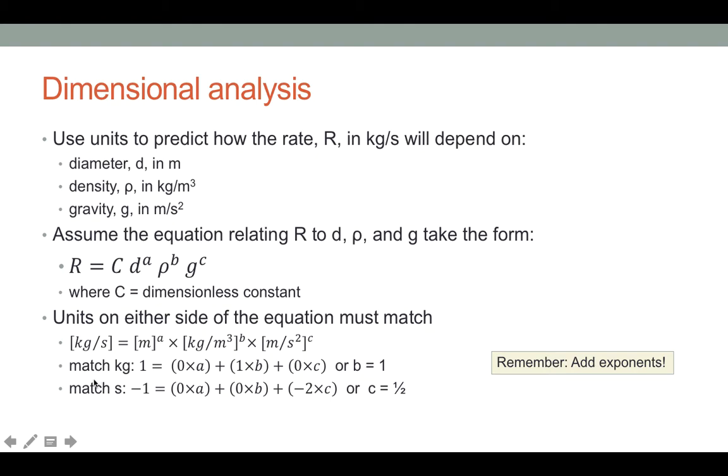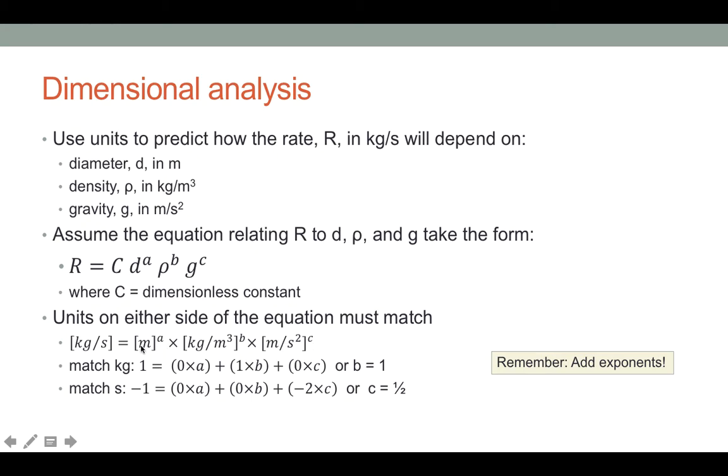We also have to match the seconds, so I need per seconds on one side, which means I need a raised to the times 0 to get the first term. Then again I have b times 0 for the second term. And here I have seconds raised to the minus 2 power times c, or this tells me, solving this equation right here, that c must be 1/2. Or the only way to balance units on either side of this equation, so I get just per seconds over here, is if I take the square root of g, because g is the only quantity that has seconds in it.